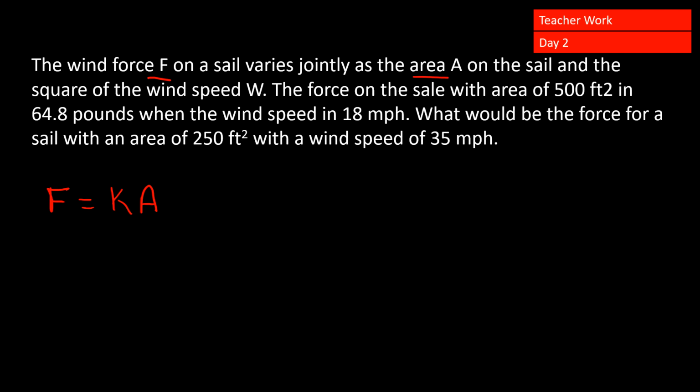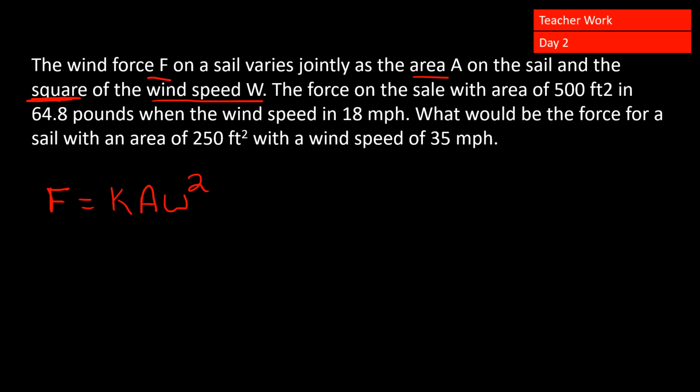And the square. Okay, so this is new. They're going to say the square of the wind speed. So our wind speed needs to be squared. So we have F equals K A W squared. Okay, that's important. If it just said and the wind speed, well, you would just multiply, but it's the square of the wind speed. The force on the sail with an area of 500 feet squared.